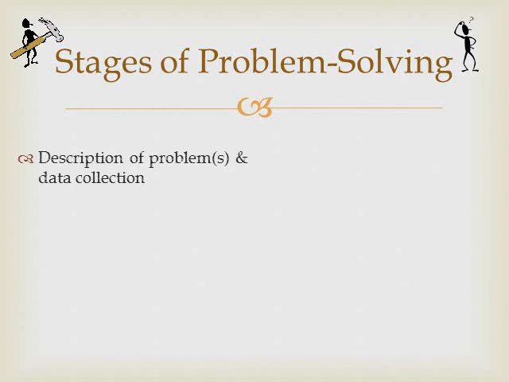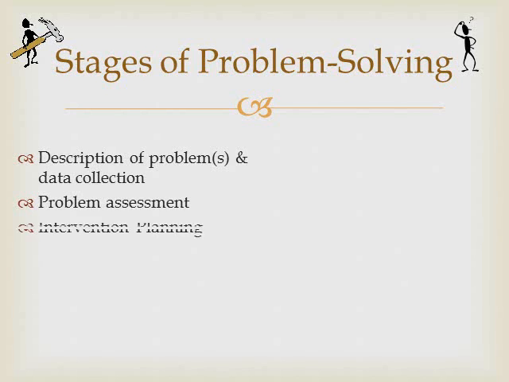So stages of problem solving, this is what this chapter is focusing on. The first stage in problem solving has to do with describing the problem and collecting the data. So figuring out what exactly is going on and what the problem is, and finding whatever information supports that. And then assessing the problem and figuring out how severe this problem is, how often it happens, basic assessment procedures for the problem itself.